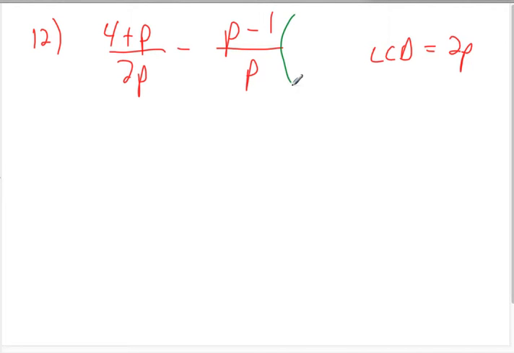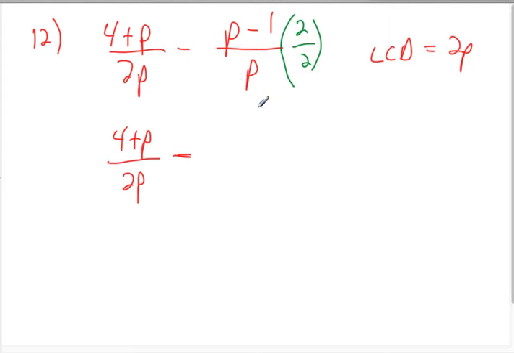To fix the right one, we need to multiply by 2. So we multiply by 2 over 2, which again is legal, not because we're doing it to both sides, because there aren't both sides, but because 2 over 2 is 1, so we're not changing any values here. We're just making it look different. So we have 4 plus p over 2p minus, here's a trick, because this minus counts for the whole top here.